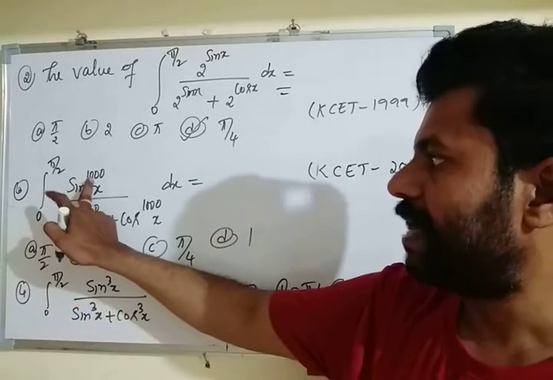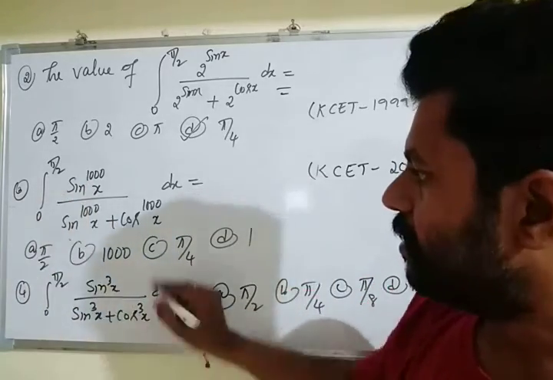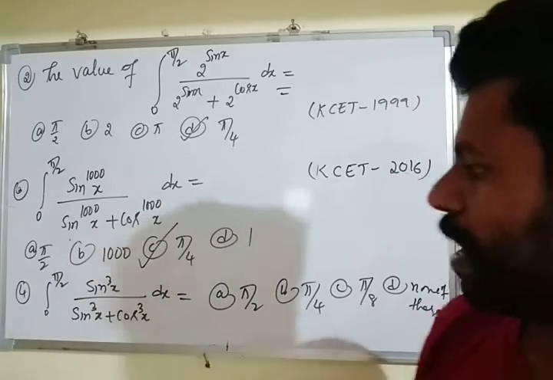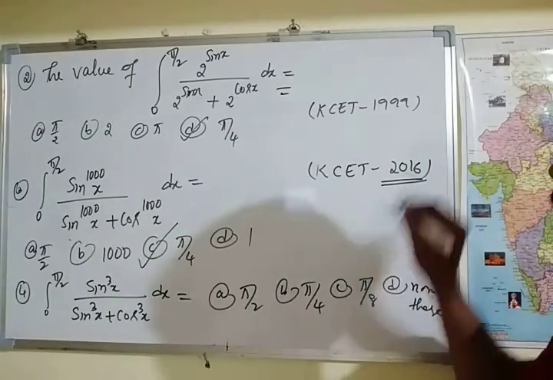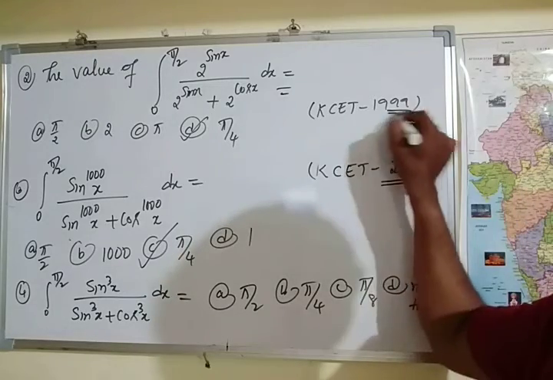Here instead of the result here we have 1000. You can consider directly select option C is pi by 4. See, here this is 2016 question paper problem. Now this result is 1999.